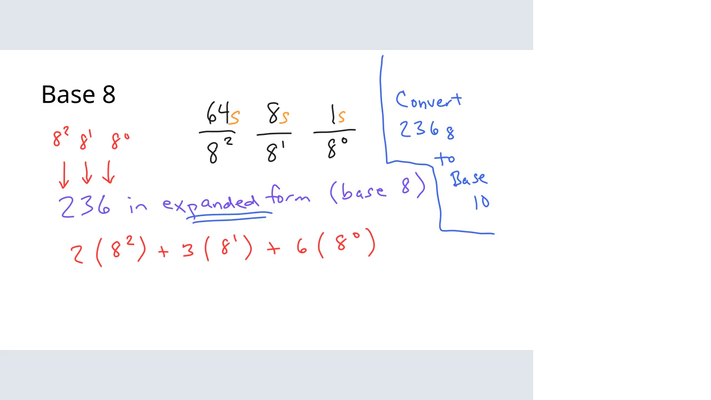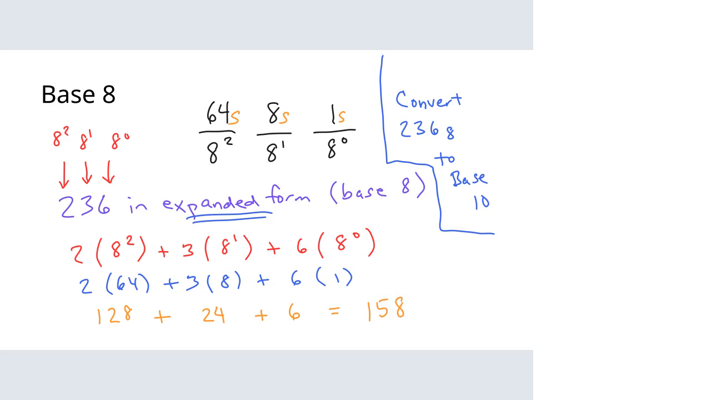So we've got to do exponents first. This would be 2 times 64 plus 3 times 8 plus 6 times 1. Essentially all we're saying there is, because it's base 8, the way the place value system works is I have 2 64s, 3 8s, and 6 1s. Now we'll keep going with our simplifying. 2 times 64 would be 128. 3 times 8 is 24. 6 times 1 is 6. And then we'll add all that together. 128 plus 24 plus 6 is 158.